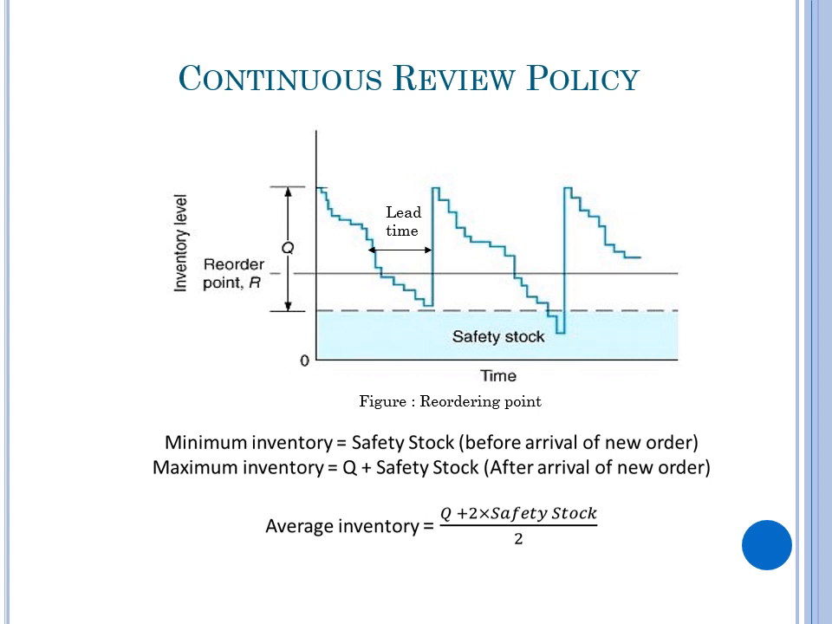We can see from the graph that maximum inventory level is achieved immediately after receiving an order, and minimum inventory level is achieved just before the arrival of an order. And the average inventory is the average of minimum and maximum inventory level.